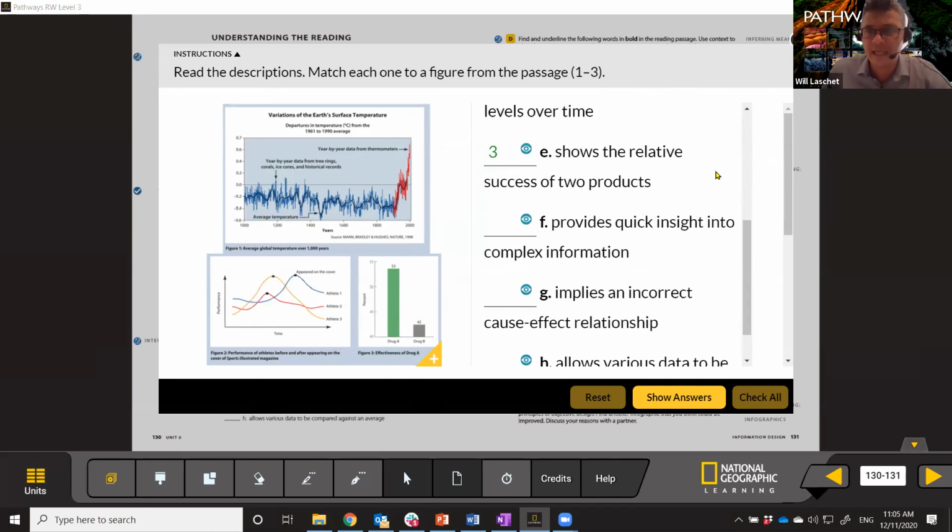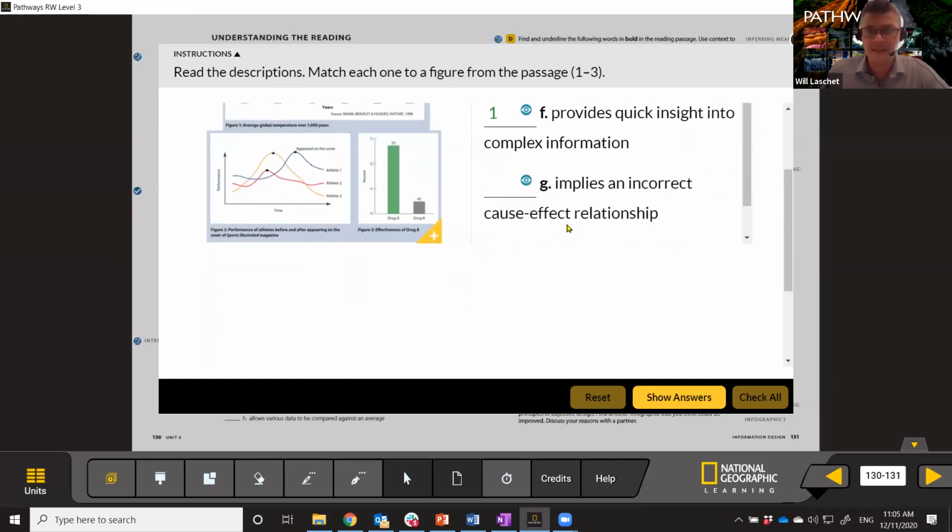Which one provides quick insight into complex information? Quick insight into complex information. So which one is really showing us a lot of different information? I think it is number 1. Okay, so we've got a lot of information there.